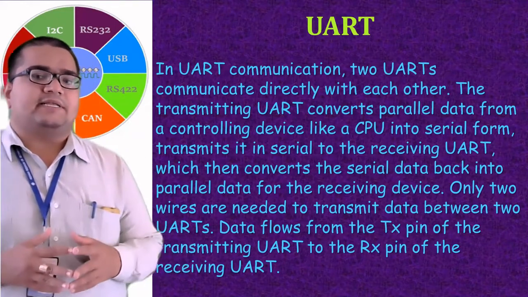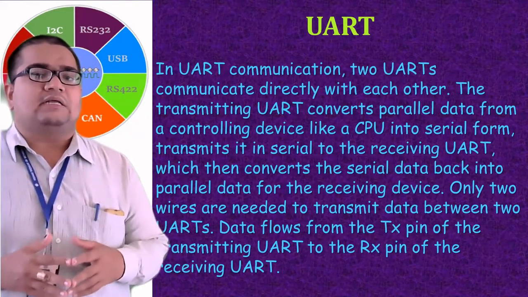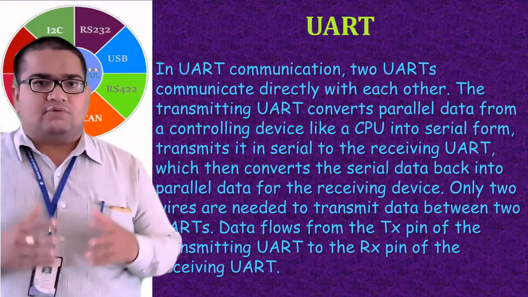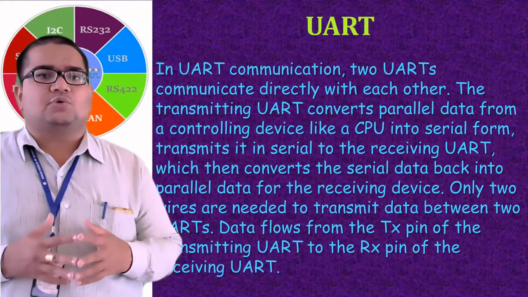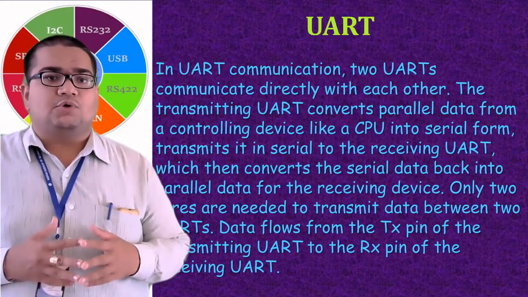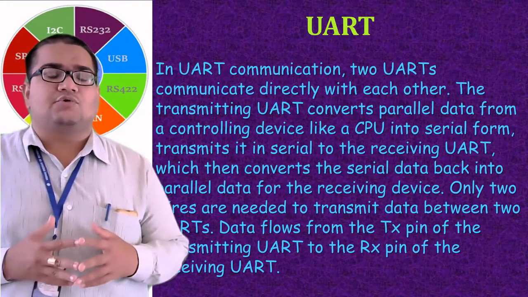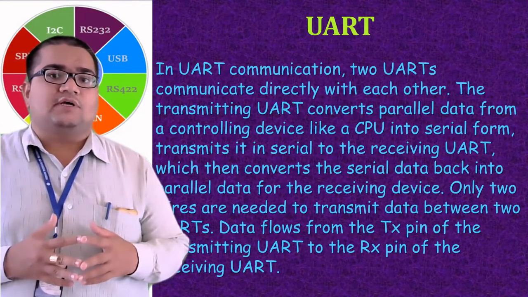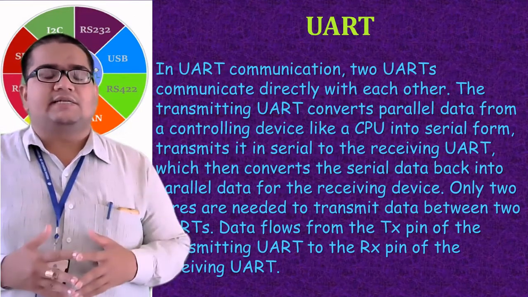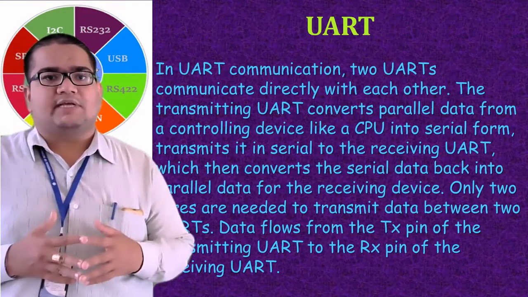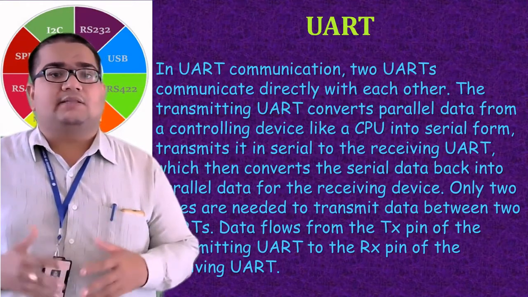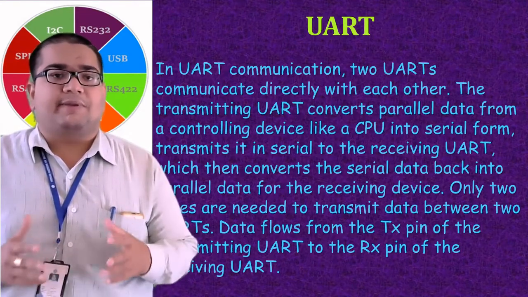The data flows from the TX pin of the transmitting UART to the RX pin of the receiving UART. So whenever you wish to communicate between two devices serially using UART, the TX pin of the first UART should be connected to the RX pin of the other UART, and the TX of the second UART should be connected to the RX of the first UART. So basically it gives a full duplex type of communication by having a dedicated channel for transmitting from A to B, and similarly from B to A.